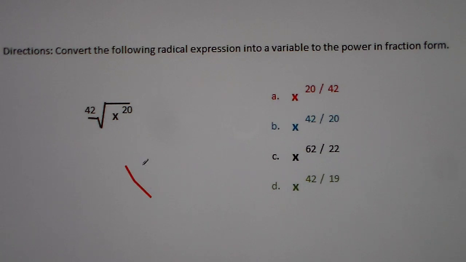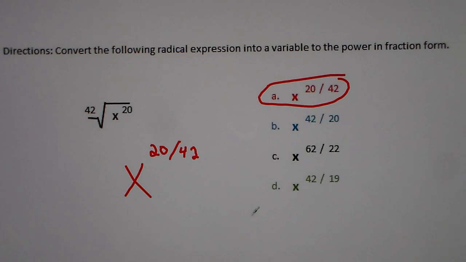In this case, we have x to the 20 divided by the number on the bench, which is 42. So the fraction is 20 over 42, which is A. And yes, this does simplify a little bit further. These are both divisible by 2, so it's going to be 10 over 21, and x to the power of that in the simplified version.